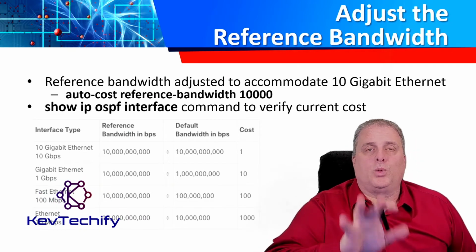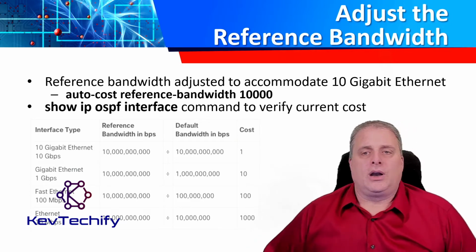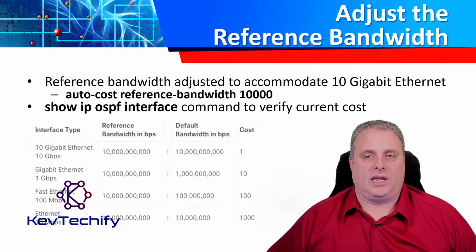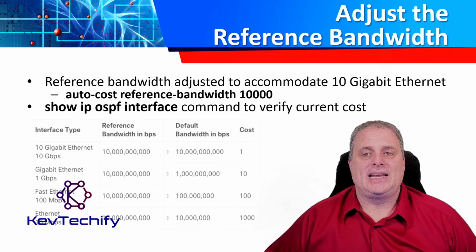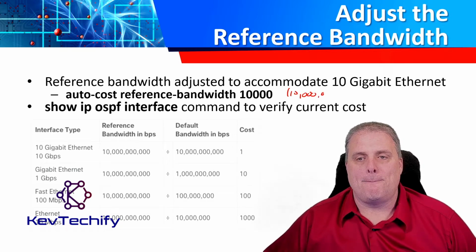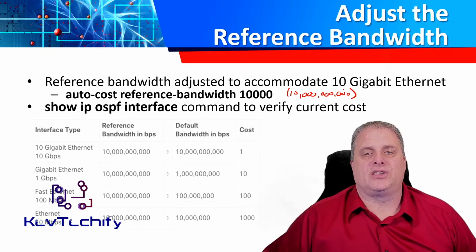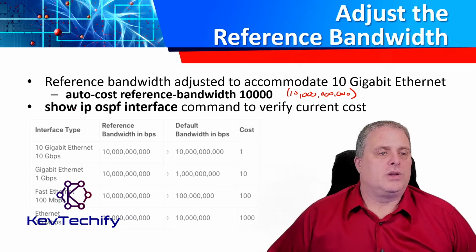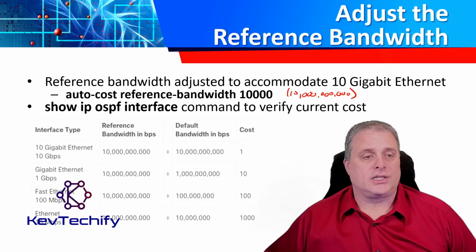We're going to take the example we were just talking about a couple previous slides when we had our chart up there, but we're going to change our bandwidth here to 10 gigabits. So auto-cost reference bandwidth 10 gigabits or 10,000. Once again, remember that is equal to 10 billion bits per second. Our reference is now 10 billion bits per second. You can use the show IP OSPF interface command to verify what your current cost is.